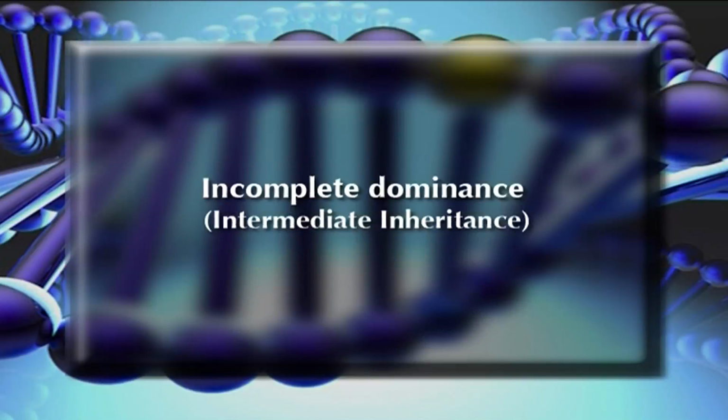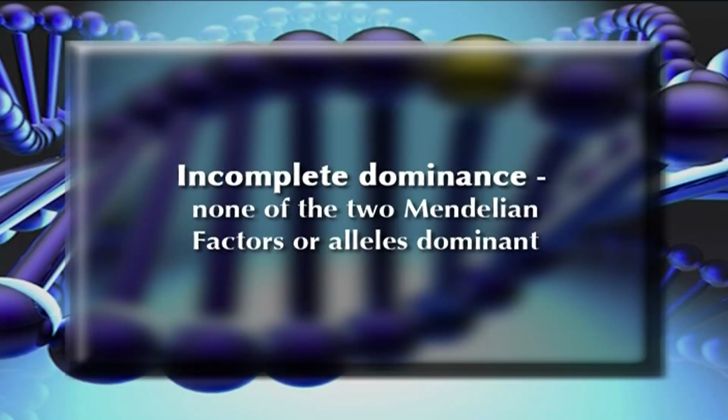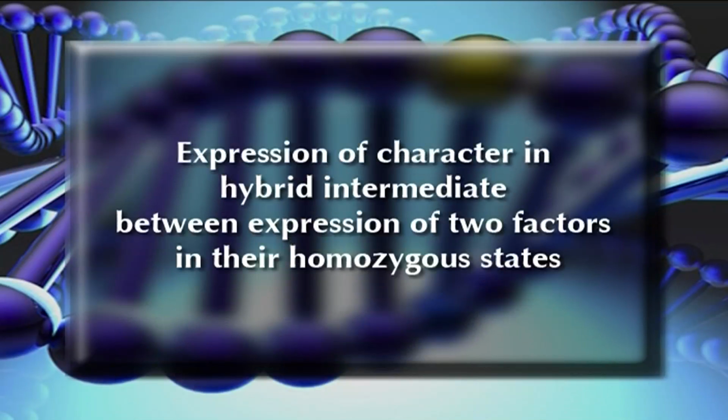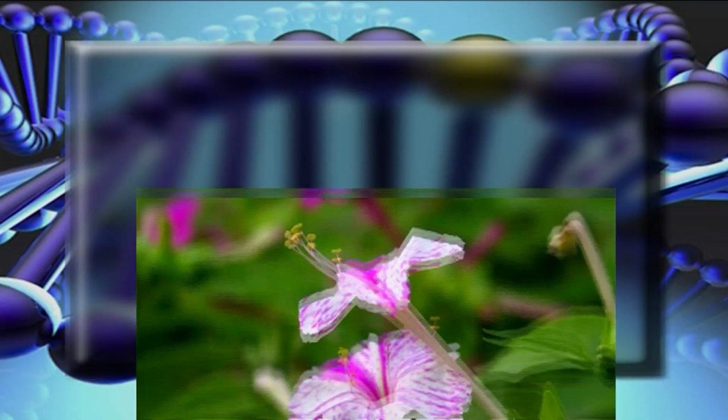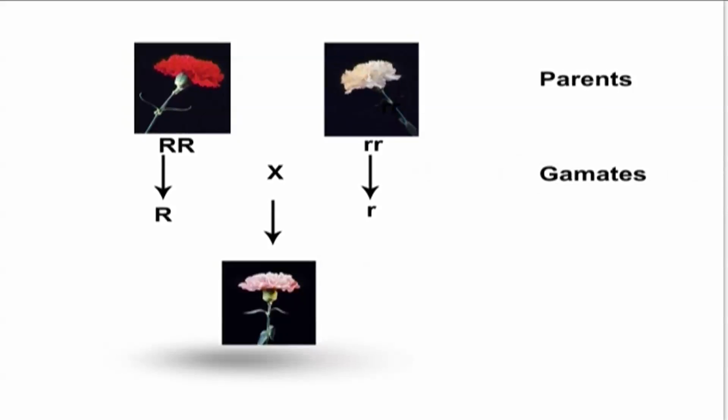Number two, incomplete dominance. Incomplete dominance is the phenomenon where none of the two Mendelian factors or alleles is dominant over the other. The expression of the character in the hybrid is intermediate between the expression of the two factors in their homozygous state. For example, in Mirabilis jalapa, there are two types of flower colors, red and white. When the two types of plants are crossed, in F1 generation they produce all pink plants, showing that neither red nor white genes are dominant.